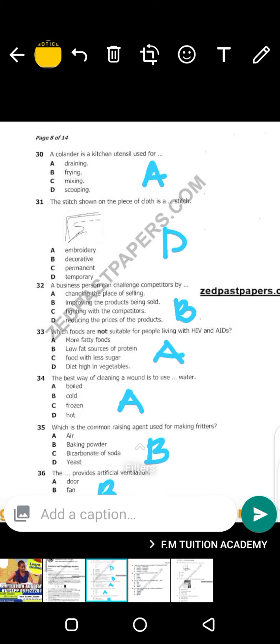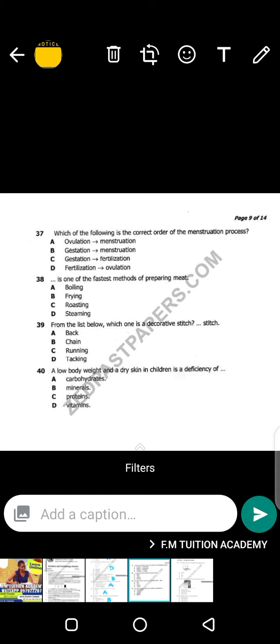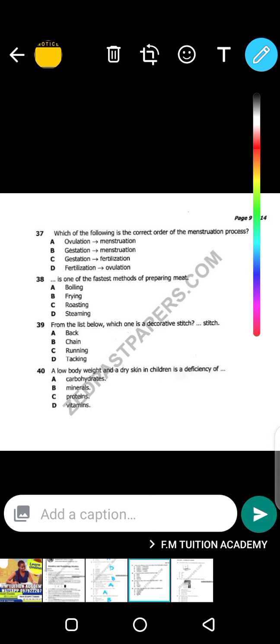Okay. Let's go back to our questions. Now we're going on to 37. Which of the following is a correct order of menstruation? Menstruation starts from ovulation to menstruation itself. So the answer is A for 37. So menstruation is from ovulation to menstruation.